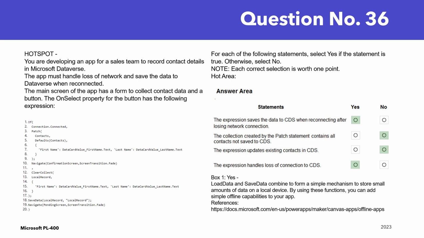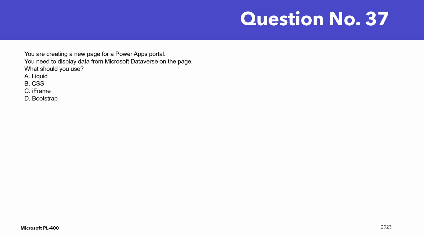You are creating a new page for a PowerApps portal. You need to display data from Microsoft Dataverse on the page. What should you use? A. Liquid. B. CSS. C. iframe. D. Bootstrap. Correct answer: A.